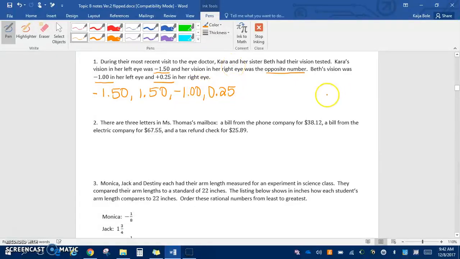So now if we're going to order them from least to greatest, we would see that negative 1.50 is the smallest number. Then the only other negative number is negative 1. So now when we look at the positives, 0.25, which is like a quarter, is smaller than 1.50. So then we'd have 0.25 and then 1.50.